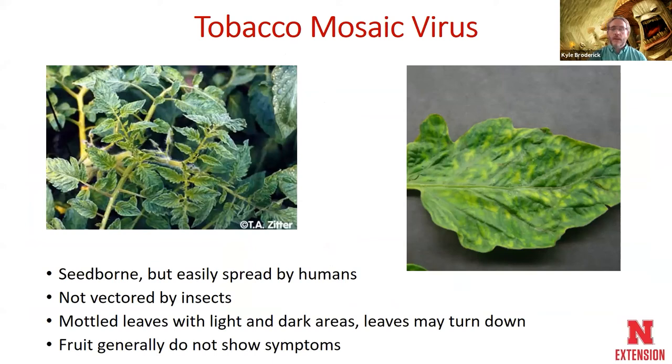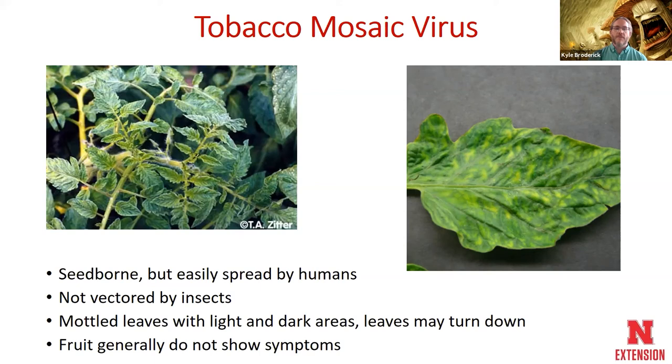So tobacco mosaic virus is probably one of the most common viruses of tomatoes in Nebraska. The one thing to remember about tobacco mosaic virus is that it is not vectored by insects. It is spread either through infected seed or by us as we are moving from plant to plant, especially if we're doing any pruning. Whenever you hear us talk about trying to sanitize those clippers between plants, between cuts, this is one of the situations that we're talking about, where humans are the main vector of tobacco mosaic virus.